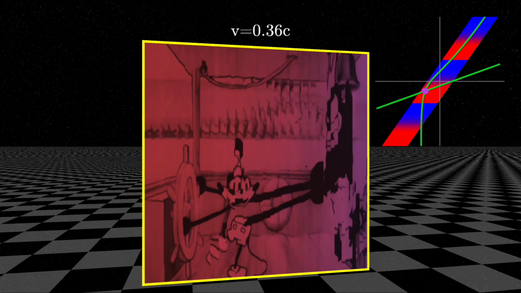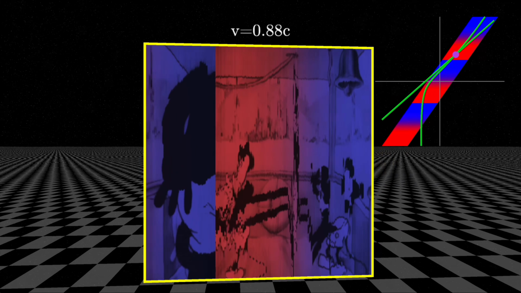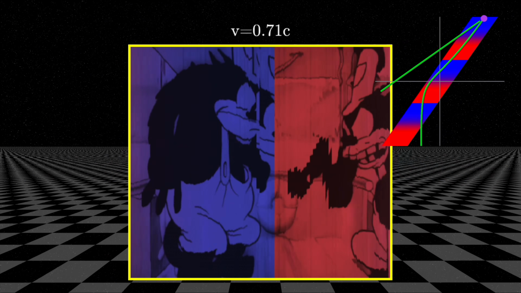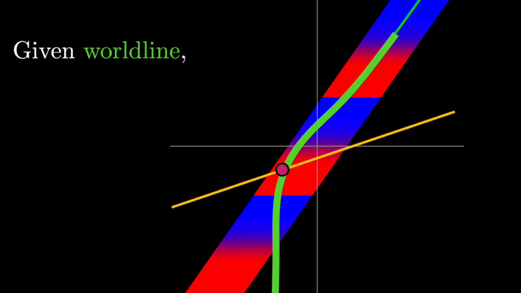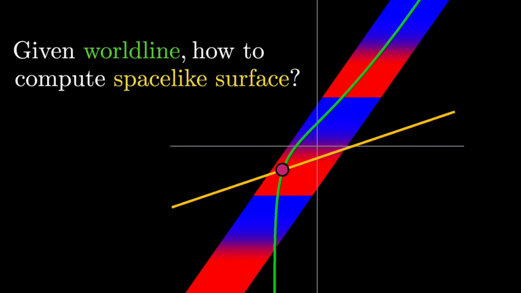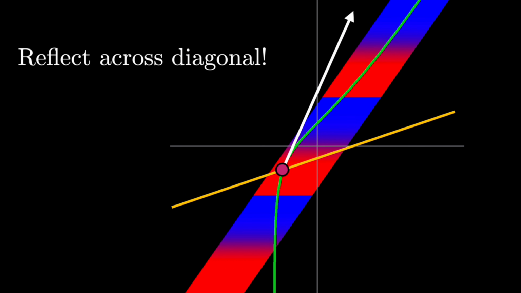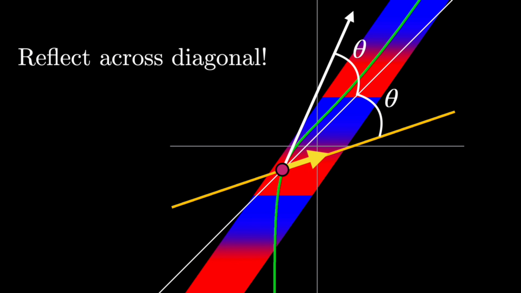Alright, so if the space-like surface dictates exactly what we'll see inside this produced image, the question is, given some arbitrary world line like this, how can we compute the tilt of our space-like surface at every frame? This isn't so hard in a Minkowski diagram, where the rule is very simple. Just compute the tangent line to the curve and then reflect it across the diagonal.